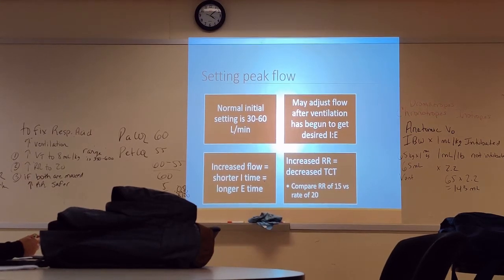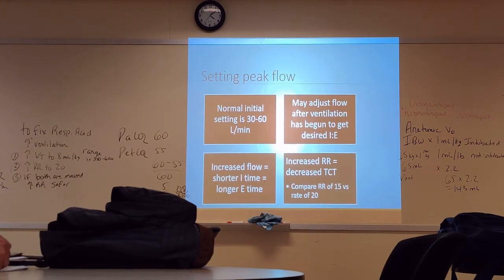So we set the peak flow, if you have the option to set it, between 30 and 60 liters a minute, okay? As you guys demonstrated for yourselves yesterday, if you used a 60 liter a minute peak flow with the tidal volume that you appropriately picked, your I time was real stupid, right? Like less than a half a second in most cases. That's not going to work. So we need to consider our peak flow.